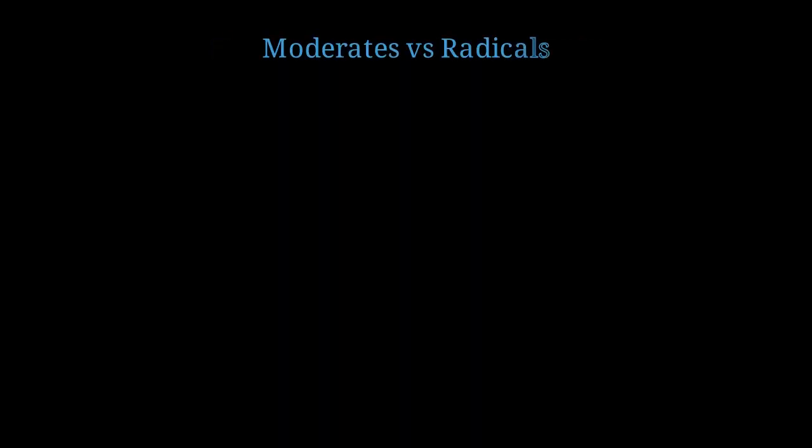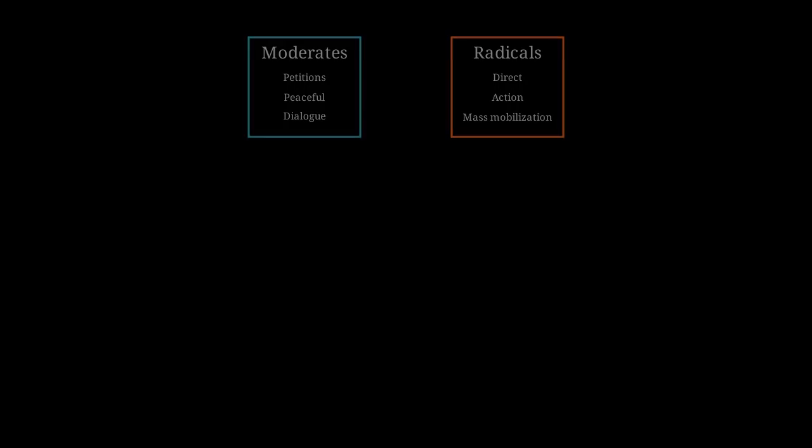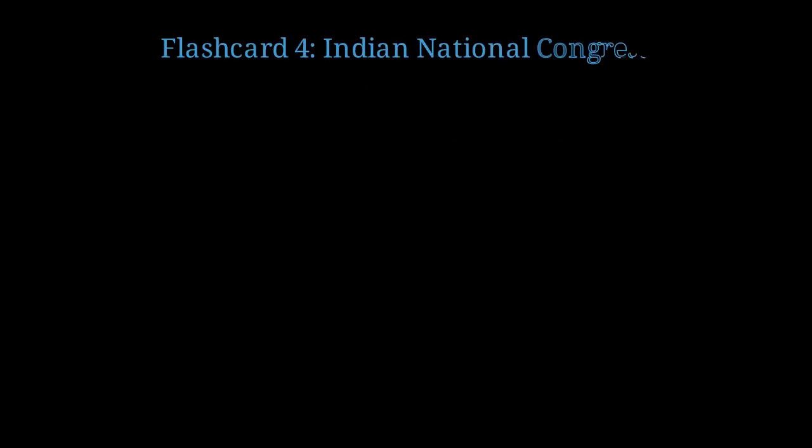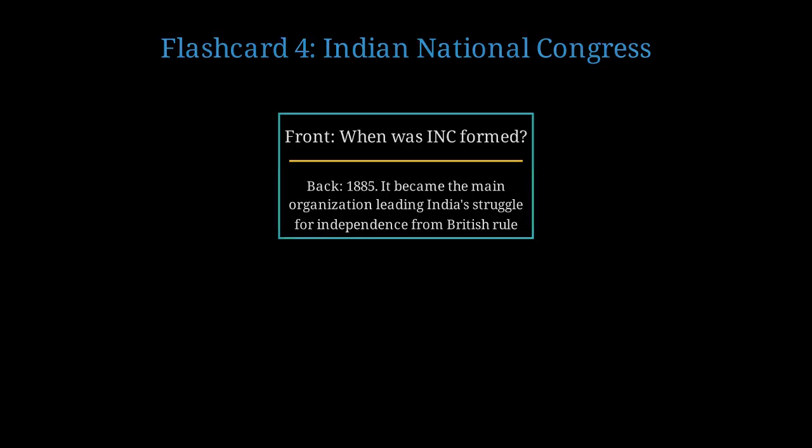Understanding the two approaches within the Congress movement. The Congress had two factions: moderates who believed in petitions and dialogue, and radicals who advocated direct action and mass mobilization. Fourth flashcard. The founding of Congress. The Indian National Congress was founded in 1885 and became the primary vehicle for India's independence movement.